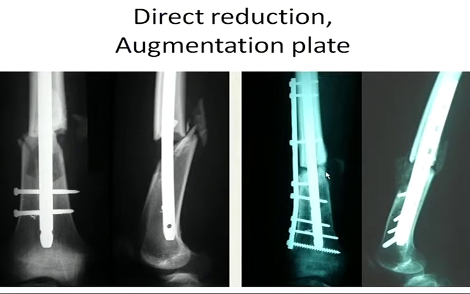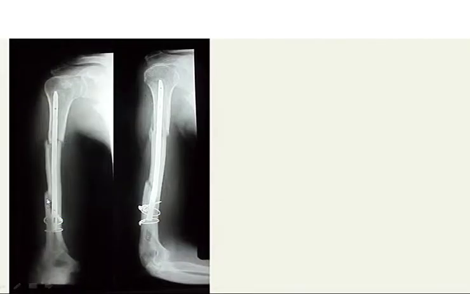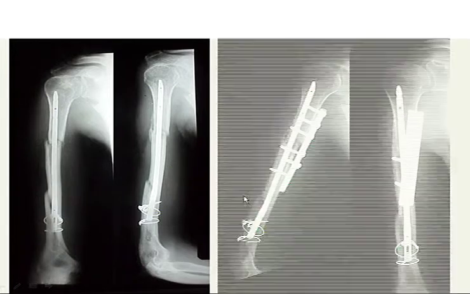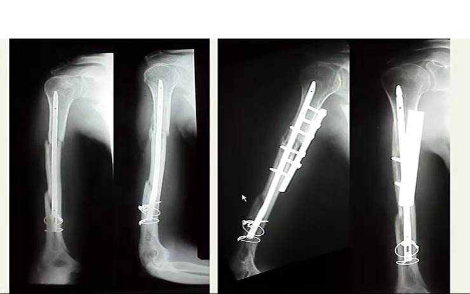So you can still do direct reduction of the fragments after excising the fibrous tissue at the non-union site and after removal of the locking screws. The same technique can be applied for the humerus and for the tibia.